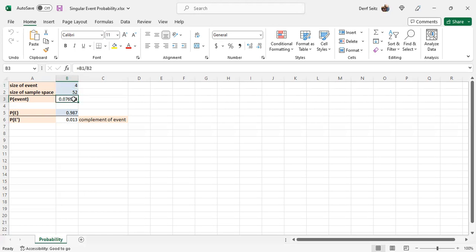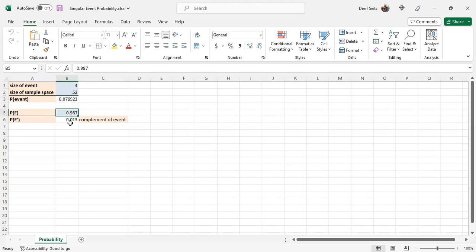The formula for the probability of the event, and we're considering here that each of these simple events is equally likely, is the ratio of the size of the event divided by the size of the sample space. Since the event is a subset of the sample space, we're dealing with a fraction here, a part of a whole. And fractions will have values between 0 and 1 inclusive. Our value here is 0.07 and some more.